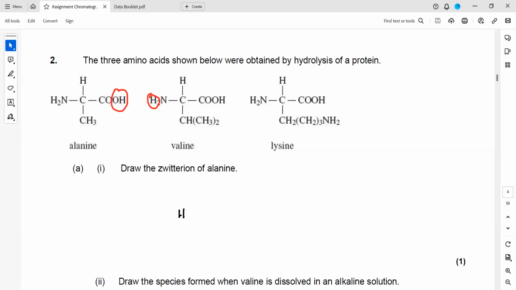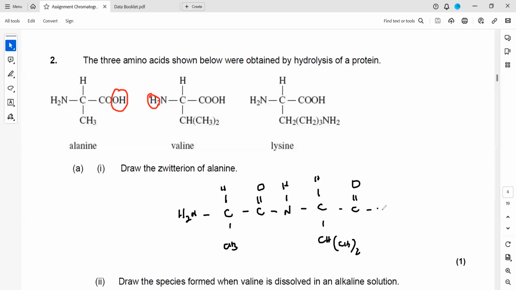We have here NH2, then C, H is there, and then CH3 is there. And this OH is removed, so this is C double bonded with O. And one of the hydrogens is removed, so NH is there, which is an amide or a peptide linkage. Then we'll have H, CH, CH3 in a bracket 2, and then C double bonded with O and OH is there.